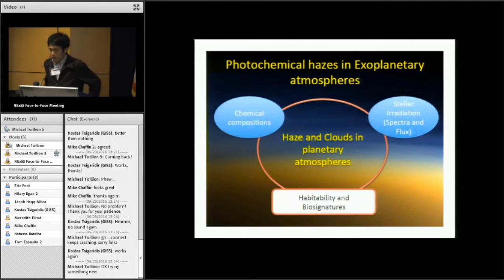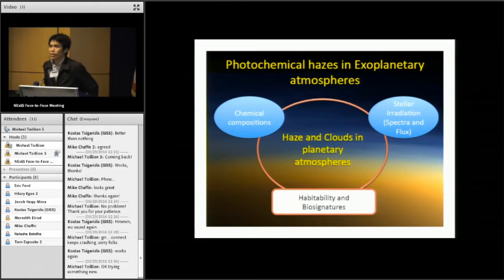First, I think the photochemical haze in the atmosphere is a product of how the planets, such as chemical compositions or pressure and temperature, respond to their stellar irradiation, like different types of spectra or flux. All of these feedbacks really determine what kind of haze forms and where. So if we can understand this process, and if we have observations of the haze and clouds, we might be able to understand the chemical compositions, planetary properties, or the stellar flux better.